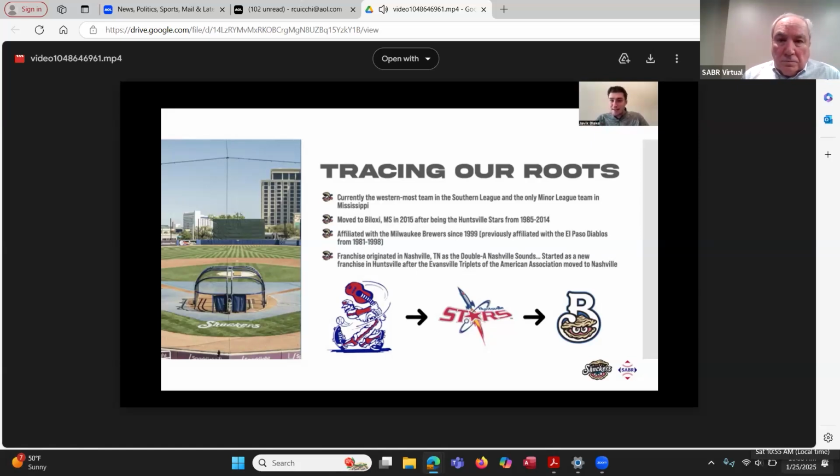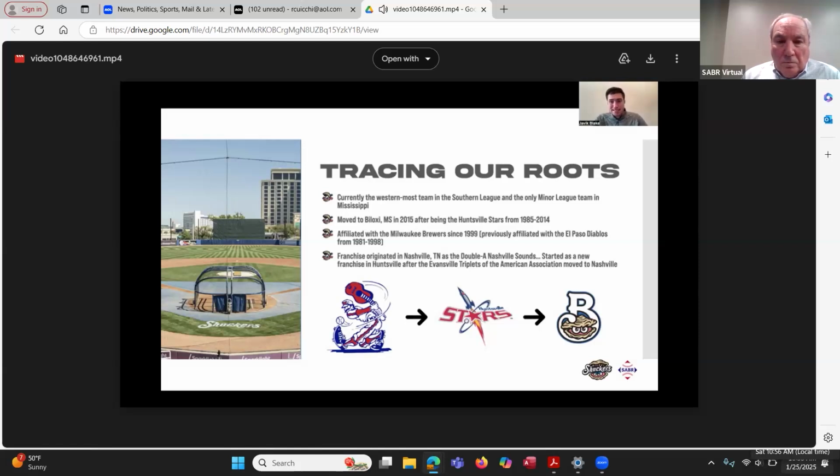So we're the only team left in the state of Mississippi on the minor league side, with the Braves moving to Columbus, and we're the westernmost team in the league. We're also the southernmost team in the league by about 0.2 degrees of latitude over Pensacola. But we moved to Biloxi in 2015 after being the Huntsville Stars from 1985 to 2014.